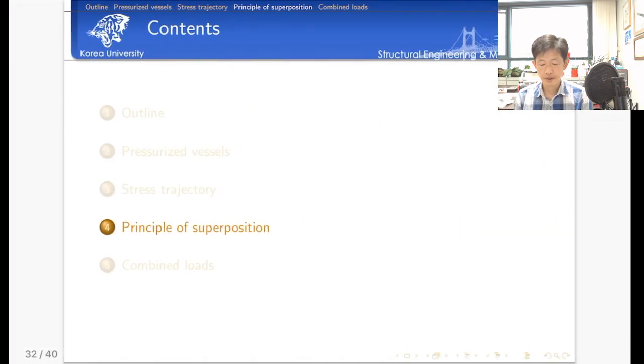Alright, so the next subject is the principle of superposition.